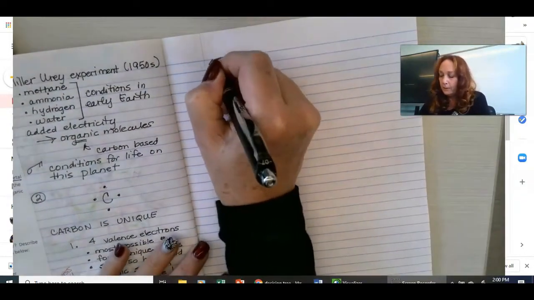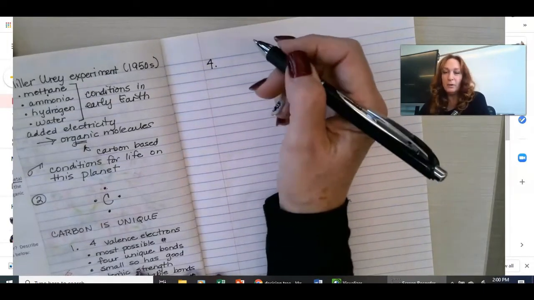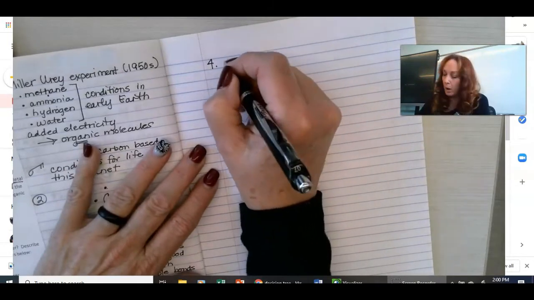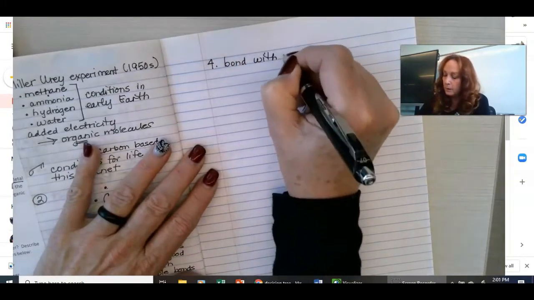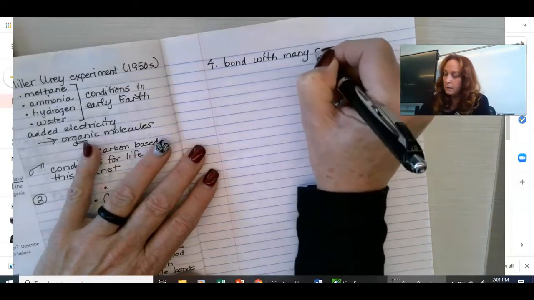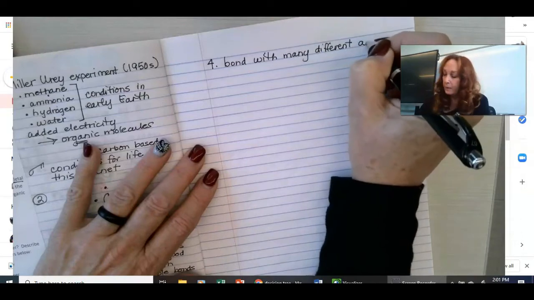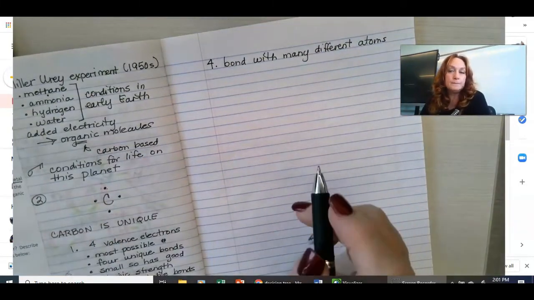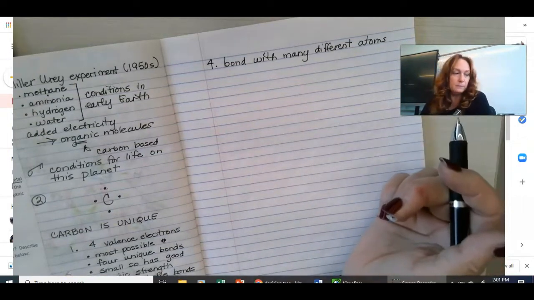Then the fourth one, well, does it always bond with itself? No, it can bond with almost anything. So it's going to be able to bond with many different atoms. I always consider it to be an equal opportunity bonder. So it's able to bond with most anything.